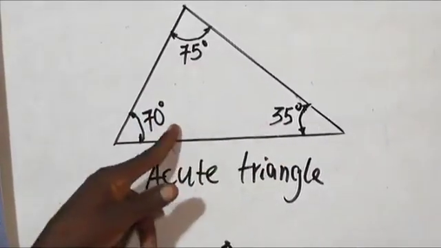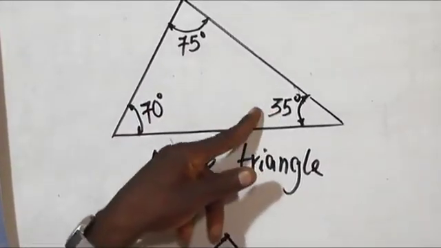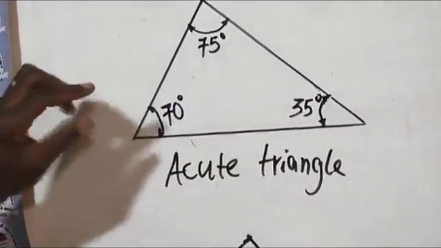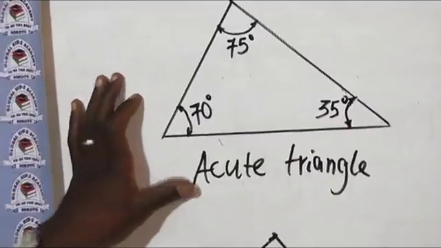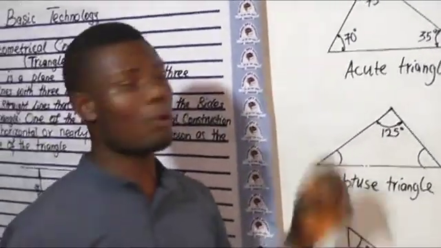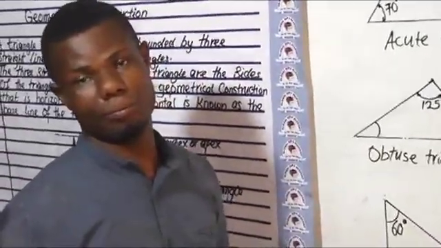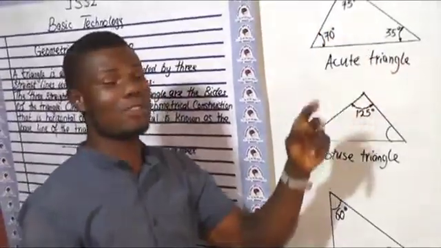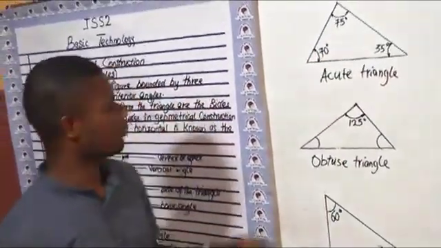These are the base angles, which we have 70 degrees and 35 degrees. Okay? Now, this is called acute angle because none of the angles is greater than what? 90 degrees. That's to tell you that all the angles, as you can see, are less than 90. None of those angles are up to 90 degrees.